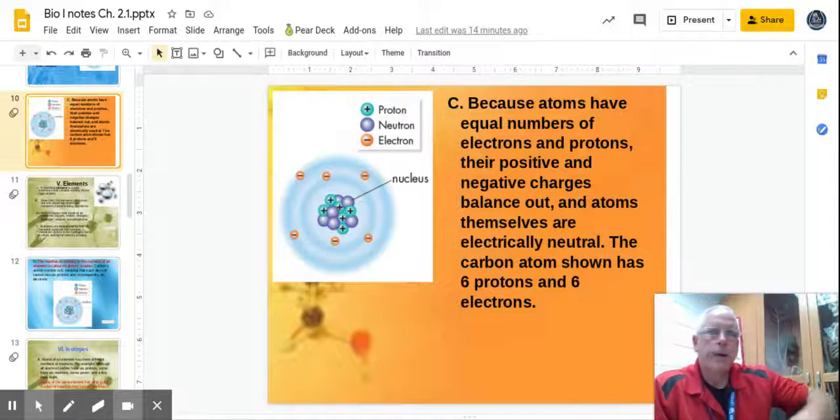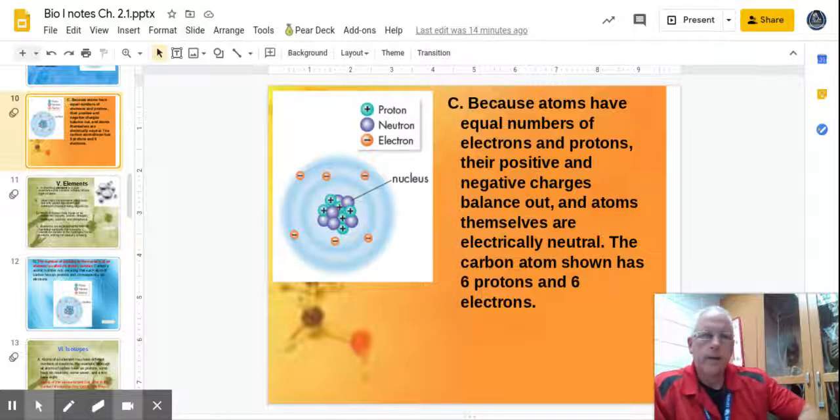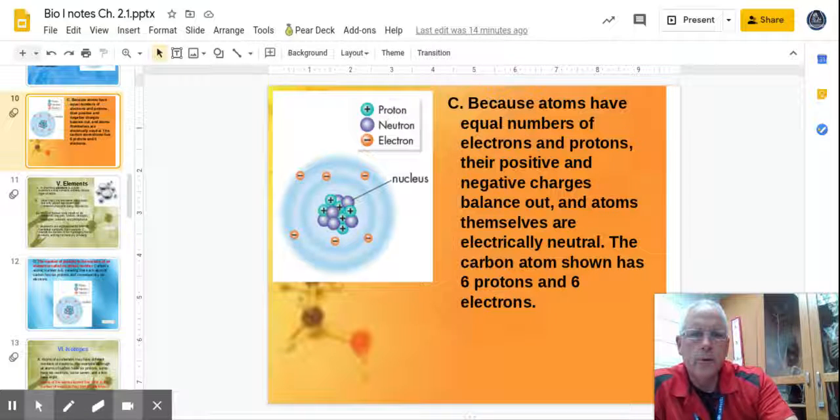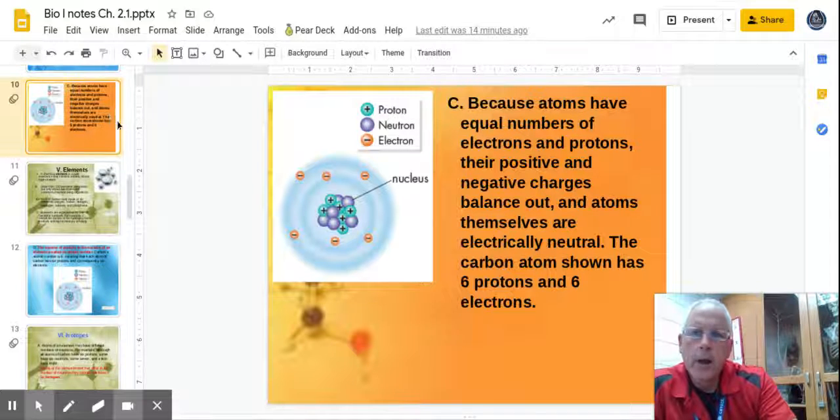So if I have an element that has 25 protons, it has 25 electrons. If it has 80 protons, it has 80 electrons. We know those numbers. Okay. Now, where this gets a little bit crazy is in the realm of elements.